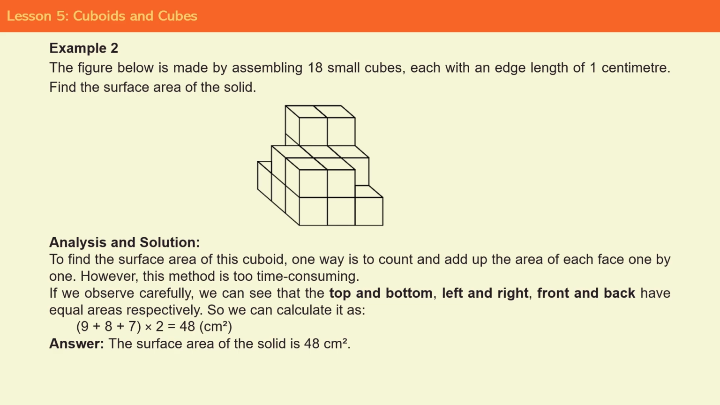If we observe carefully, we can see that the top and bottom, left and right, front and back, have equal areas respectively. So we can calculate it as 2 times the sum of 9 plus 8 plus 7 equals 48 square centimeters. The answer is the surface area of the solid is 48 square centimeters.